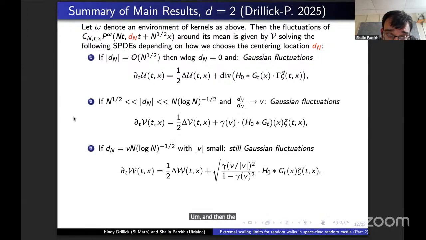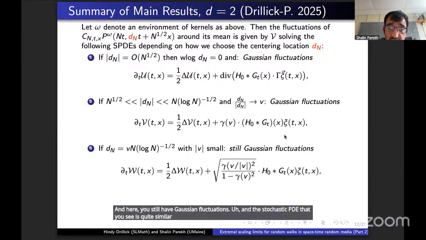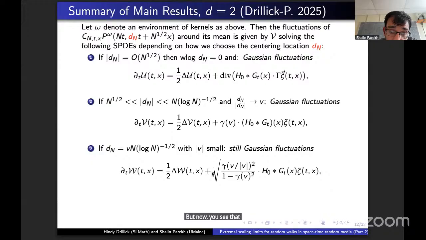And then the third case is when you are at this critical scale, meaning you look at V n times log n to the -1/2, where V has a small radius. And here you still have Gaussian fluctuations. And the stochastic PDE that you see is quite similar, but now you see that your noise coefficient begins to degenerate. Now I've described these results, but I have not told you what this capital gamma is over here, or what this gamma of V here is, and likewise over here. So let me try to describe that soon.